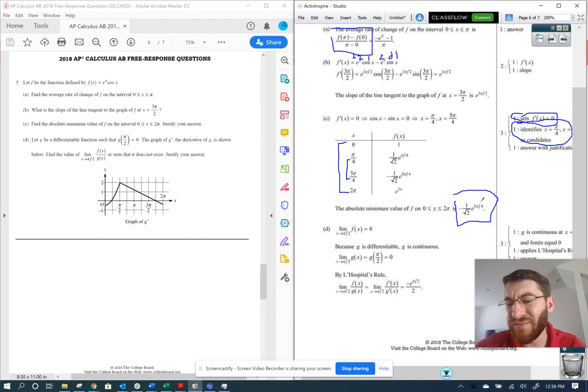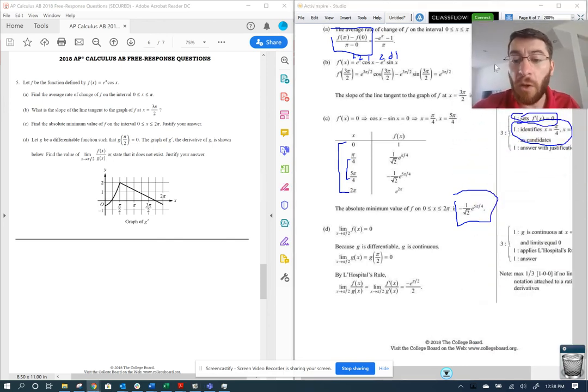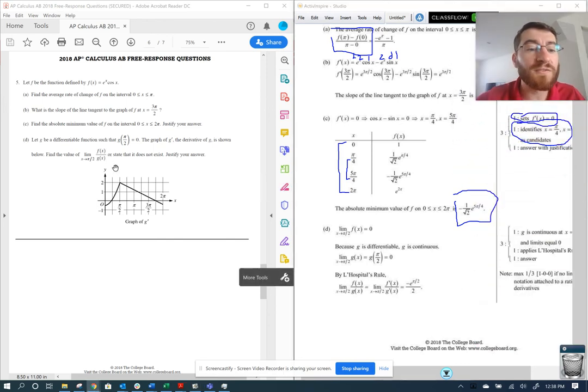Okay, and you don't need to know how big that is because it's the only negative one. That's how you know it's the minimum. All right, part D. So we have a limit of a quotient. We haven't gone over this yet, but this is our good old friend L'Hopital. So we got L'Hopital. How do we know it's L'Hopital?